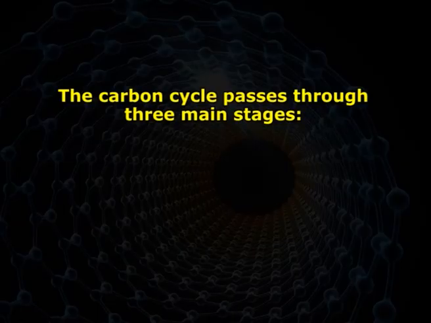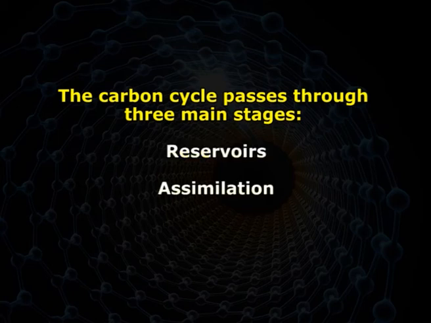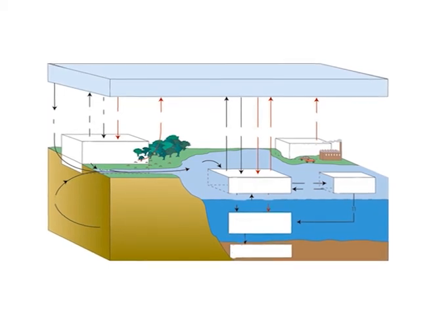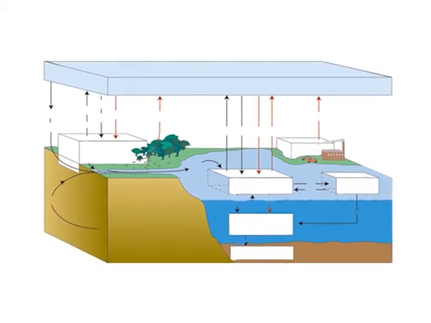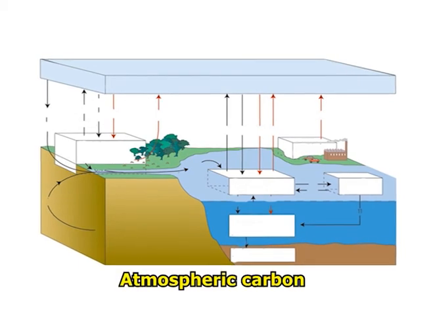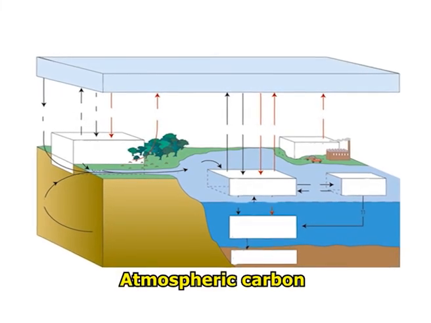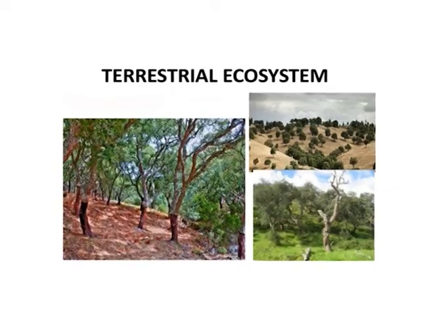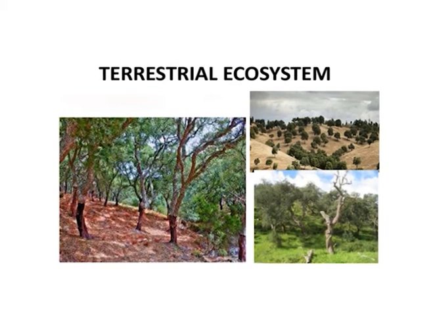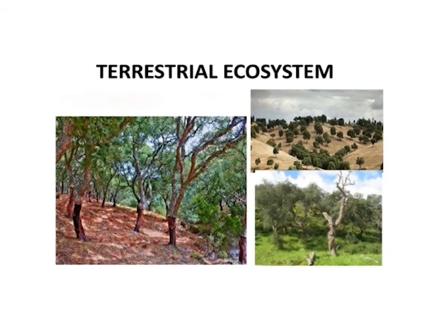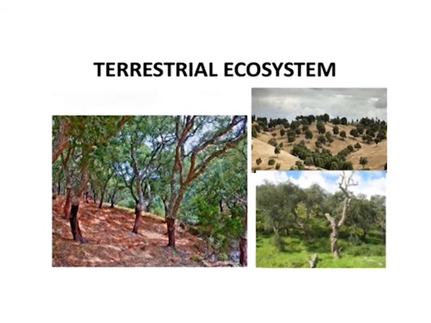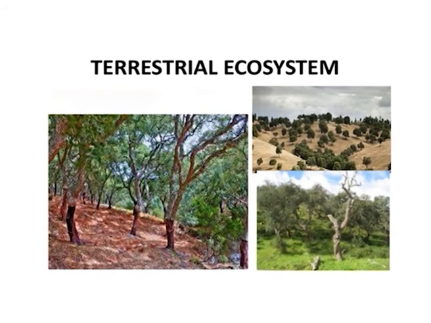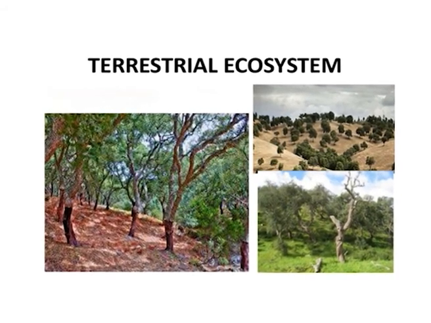The carbon cycle passes through three main stages: reservoirs, assimilation, and release. Much of the Earth's carbon is contained in the atmosphere, which serves as a reservoir. Atmospheric carbon consists mostly of carbon dioxide and has two major sinks: terrestrial ecosystems and marine ecosystems, both of which deal with photosynthesis as a part of assimilation and respiration as a part of release.